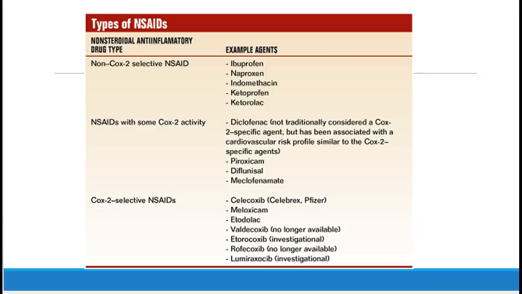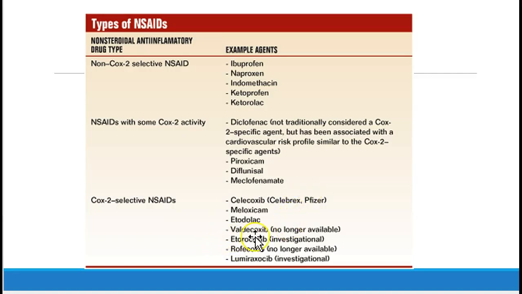This is a non-comprehensive chart that shows a little bit about NSAIDs and how they are selective. So they kind of group them into non-selective, some specific COX-2. Non-COX-2 selective means that they have COX-1 and COX-2 essentially equal activity. NSAIDs with some COX-2 activity are slightly more on the COX-2 side of things than the COX-1 side of things. We have some here. And then our COX-2 selective NSAIDs.